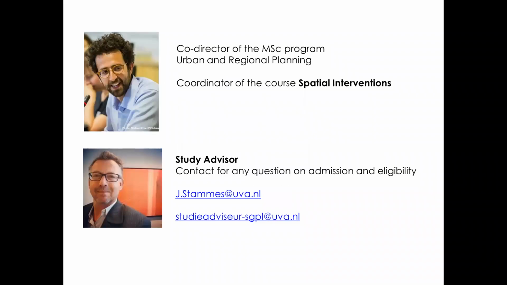The picture that you see here, the first one, is myself. I'm the co-director of the Master Program of Urban and Regional Planning, and I'm also the coordinator of the course Spatial Interventions, which is one of the courses of this minor program. Here below, you see my colleague, Jan Stammes. He is a study advisor, and he can advise you on your choice for the minor with regards to the credits needed and the electives. If you are interested more broadly in using this minor to access our master program in urban and regional planning, I advise you also to contact our study advisors at the email address you see here below.